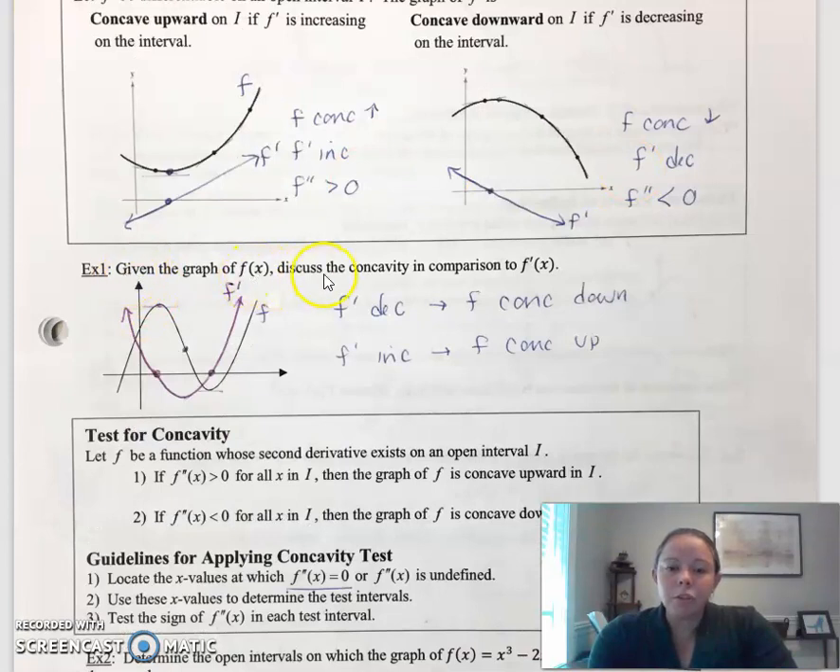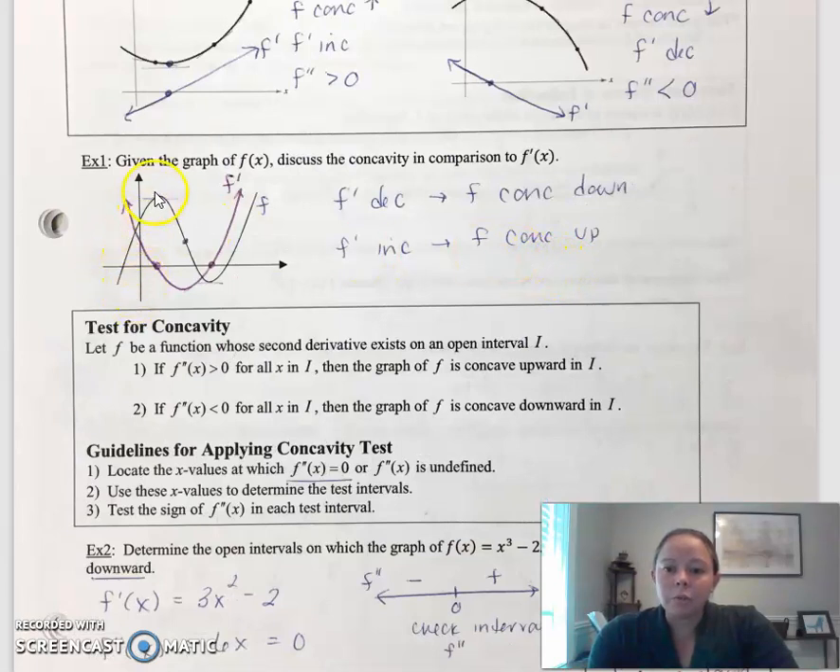Okay, so given the graph of the function, discuss the concavity in comparison to the derivative. All right, so this is our original function here. And already you can tell we start off concave down, and then we switch to concave up. So I went ahead and sketched the derivative. Our slope is 0 at these 2 points, so I plotted those zeros, and we're increasing, so we're above. Decreasing, slopes are negative, below, and then increasing, slopes are above. And you can see where your derivative is decreasing lines up perfectly with where your original function is concave down. Where your derivative is increasing lines up with where your original function is concave up.